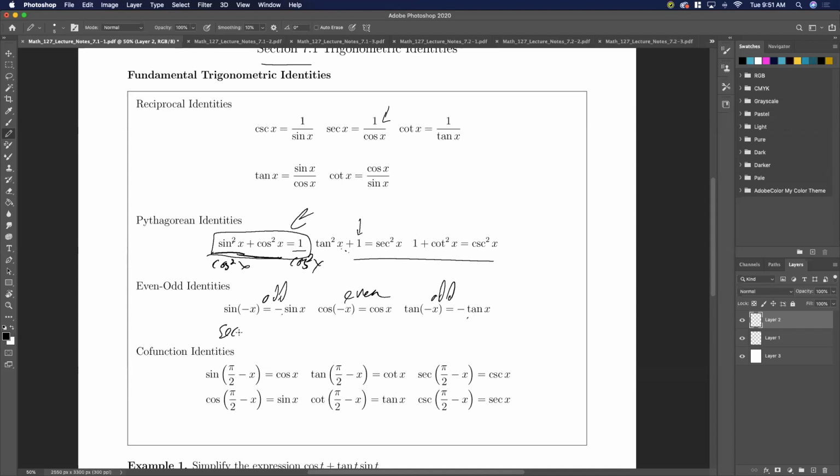All right, hold on. I said cosecant, but I wrote secant. Cosecant x is also odd. So I could write this in. And the reason why that is because sine of x is odd, and if I put a negative, it would come out the same. Secant is even and cotangent is odd. All right, so you know the even and odd for each one of these.